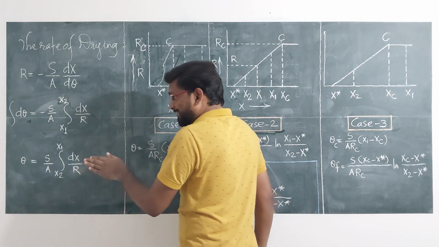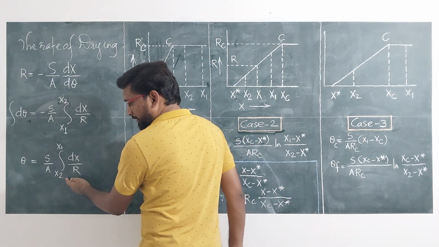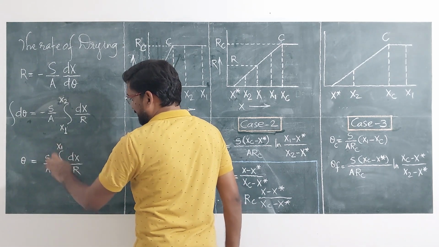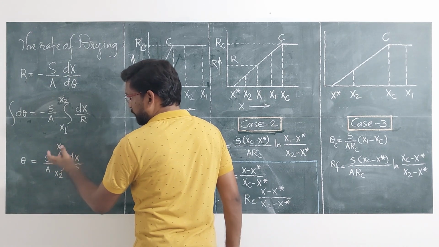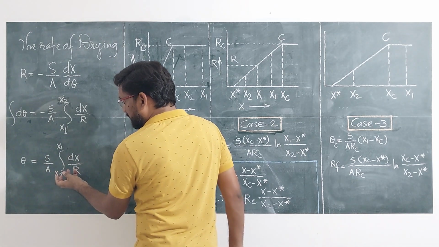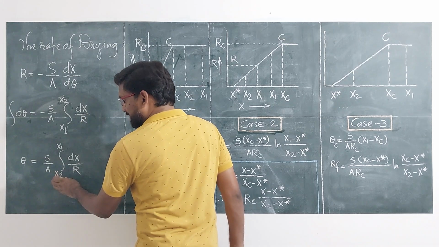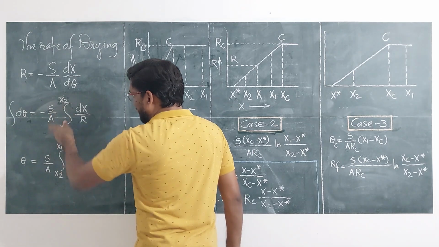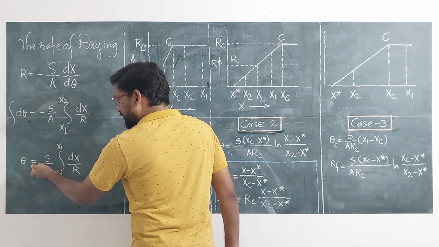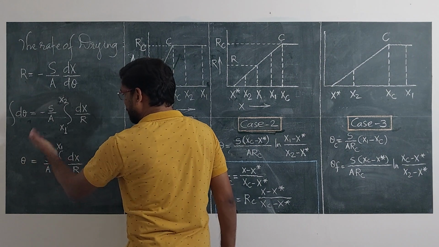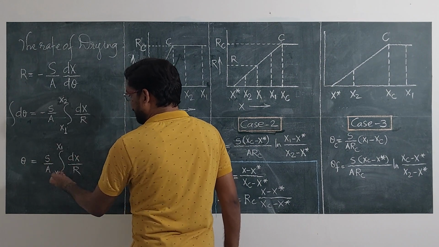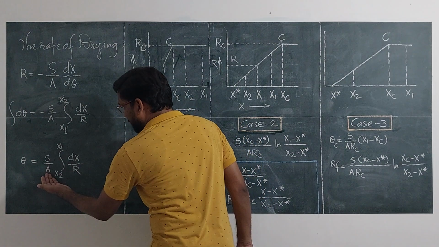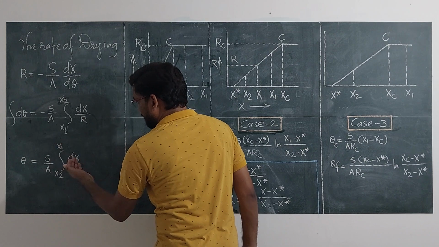By integral methods, the lower limit should be at the bottom and the upper limit should be at the top. So x1 is greater than x2 because x1 is initial moisture content, and after removing the moisture we get the lesser amount of moisture content, that is x2. So x2 is the lower limit and x1 is the upper limit. While interchanging them, we will be changing the sign. So this minus sign disappeared and the limits were interchanged. The final equation we got is theta is equal to S divided by A integral x2 to x1 dx upon R.